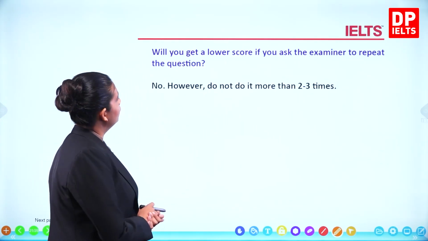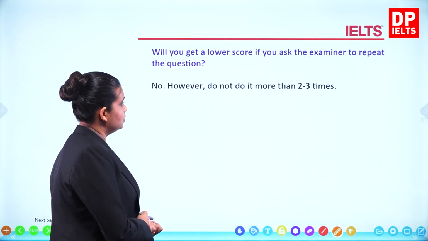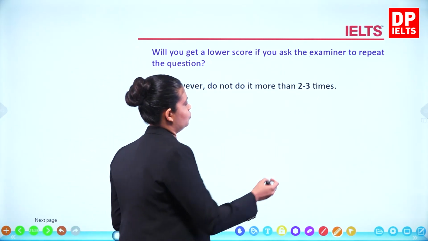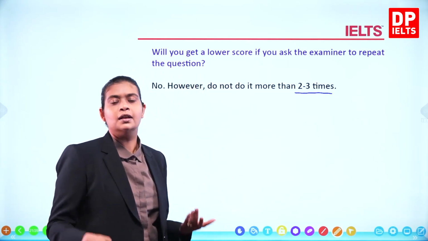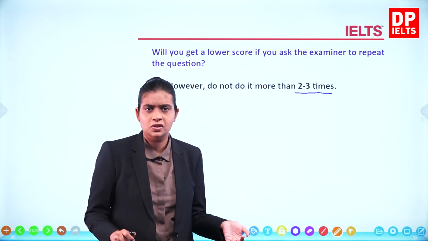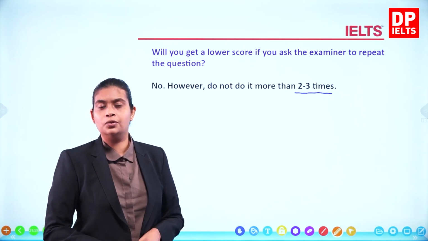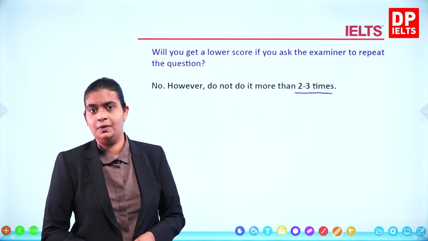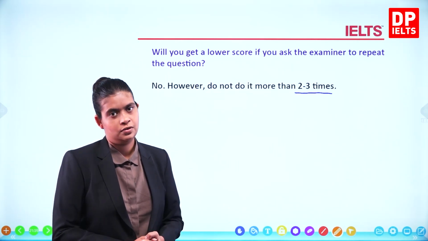Right. Will you get a lower score if you ask the examiner to repeat the question? Not really, but if you keep on doing it more than 2 or 3 times, that means you clearly don't understand, so it's going to affect your score. I mean, once, if you just say, oh, I'm sorry, could you repeat the question again? It's not a big thing. But if you keep on doing it more than 2 or 3 times, then that becomes a repetitive problem. That means you don't understand the language. Okay?